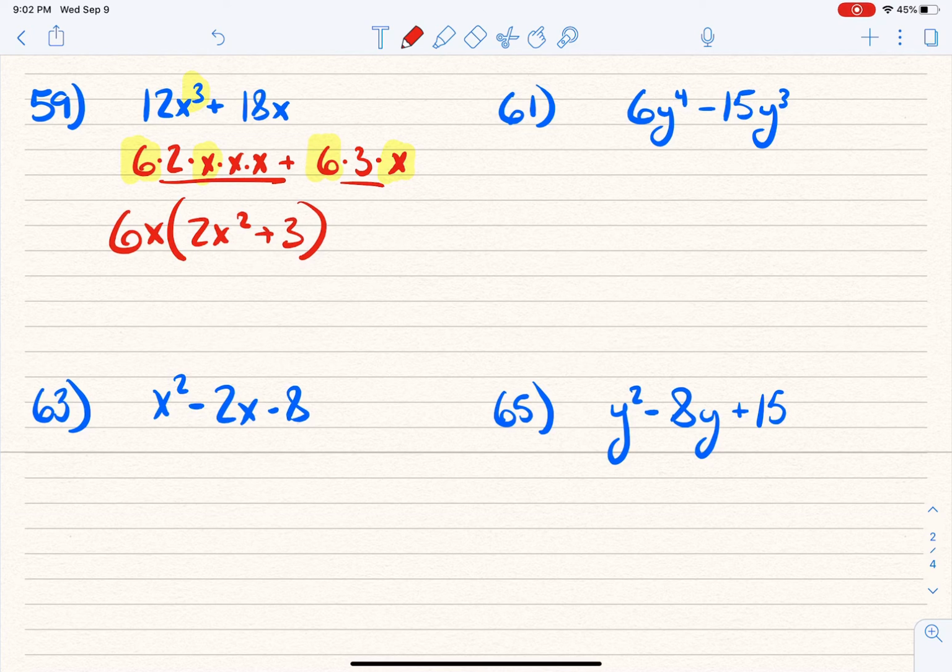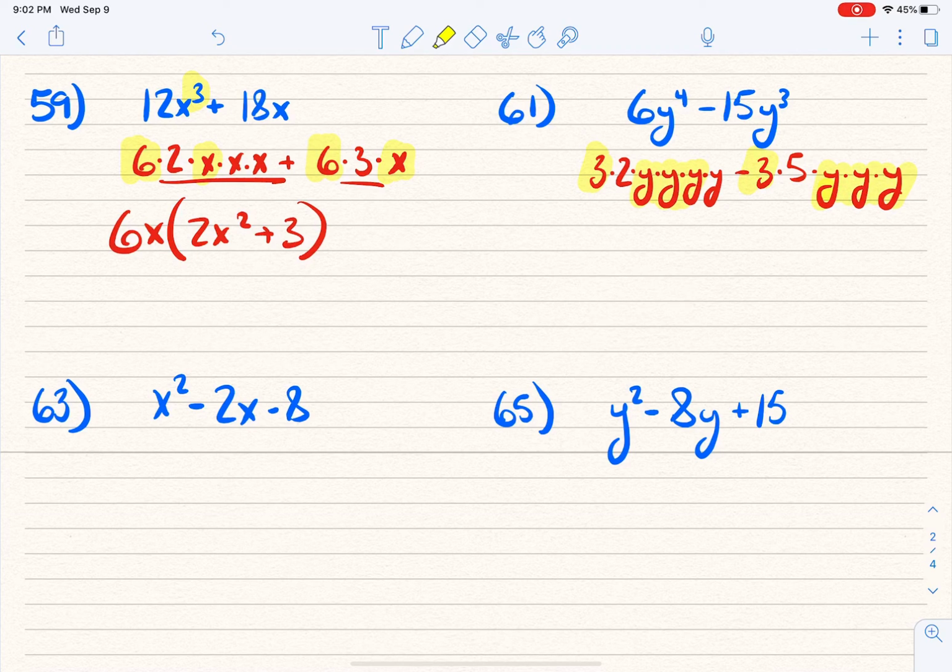You could look at this and say, well, this is 3 times 2 times y times y times y minus 3 times 5 times y times y times y. Well, what do they both have? This has got a 3 and 3 y's, and this one has a 3 and 3 y's. Now, the first one had a 4th y, but the second one didn't.